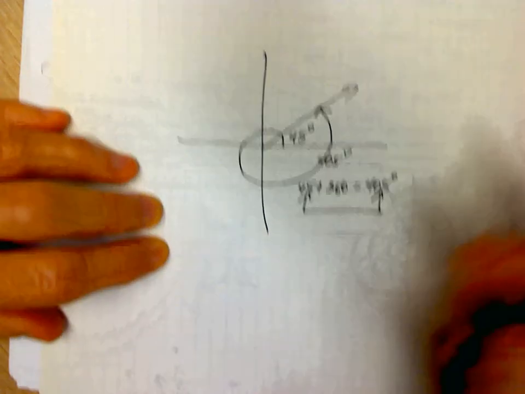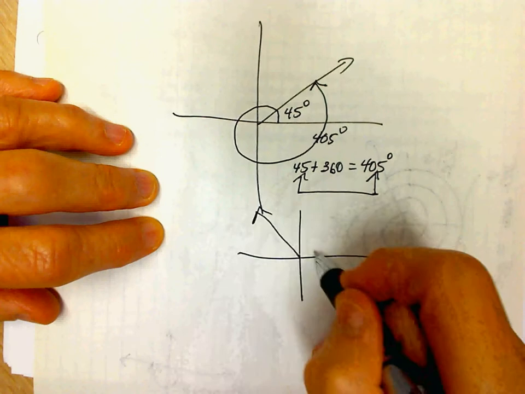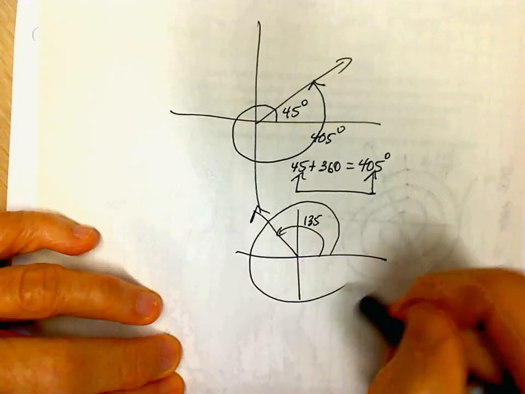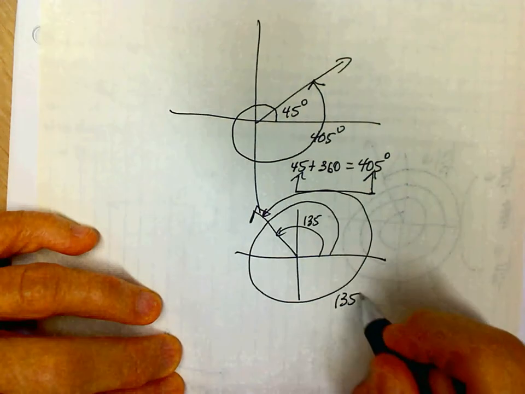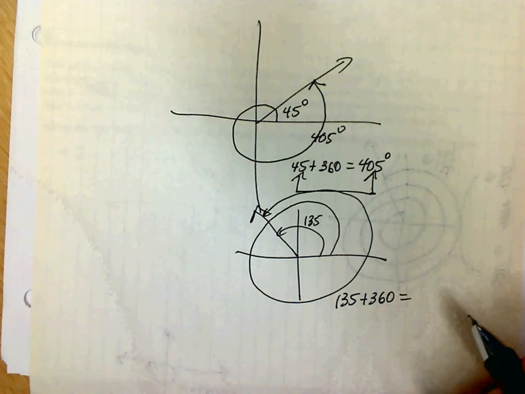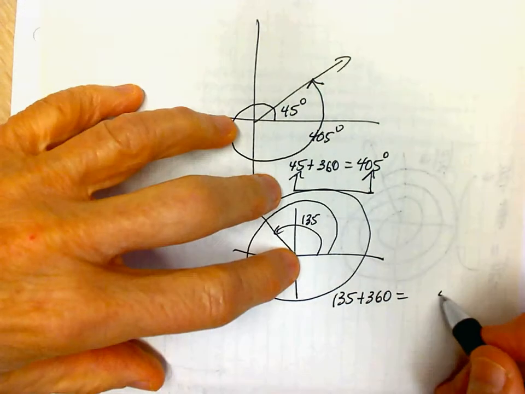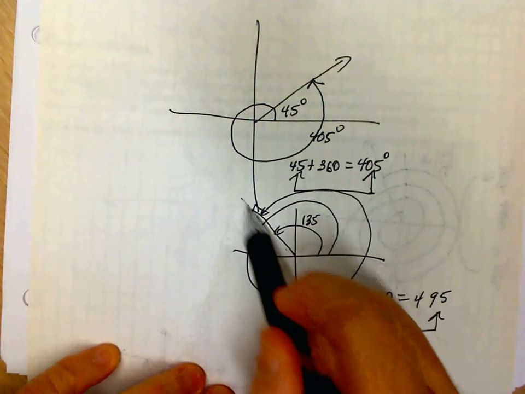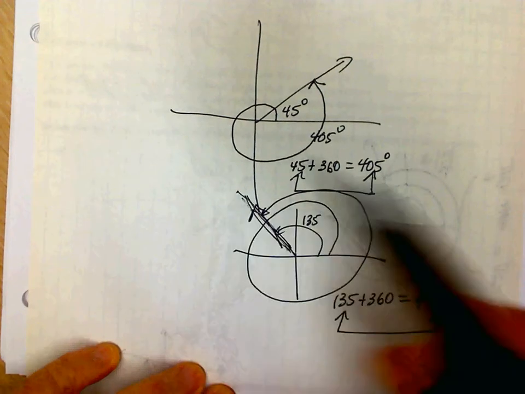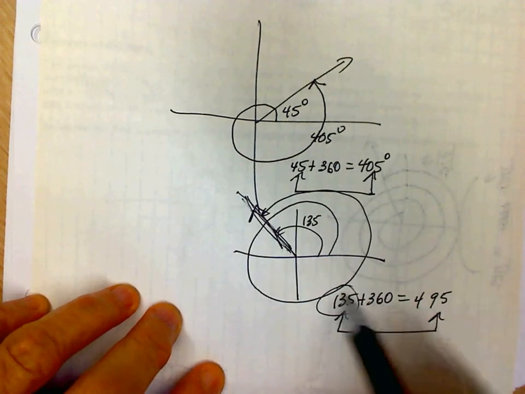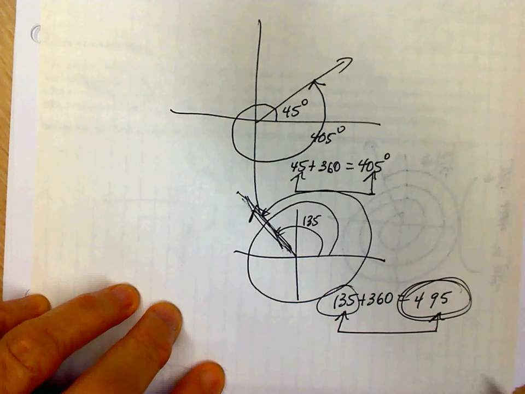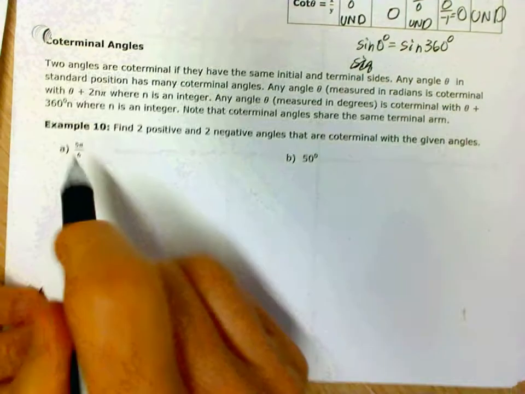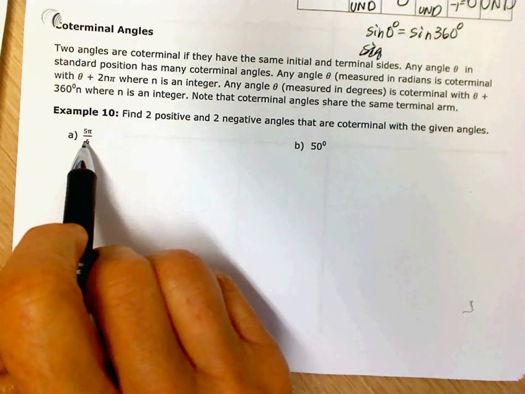If I were to go, let's say this is 135. If I went 135 plus 360, they would have the same terminal arm. That adds up to 495. These two are coterminal angles. They have the same terminal arm. That means 135 degrees and 495 degrees have the same trig ratios. That's why. Now, if we measure in radian measure, we have to add 2 pi.